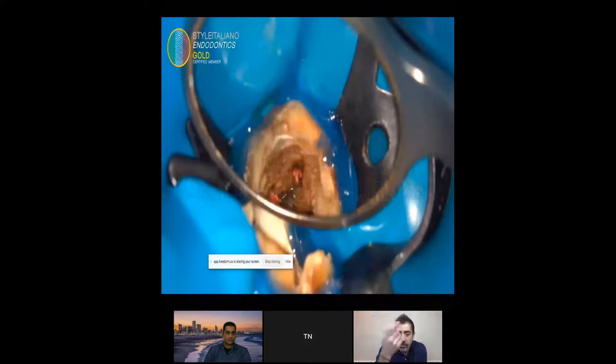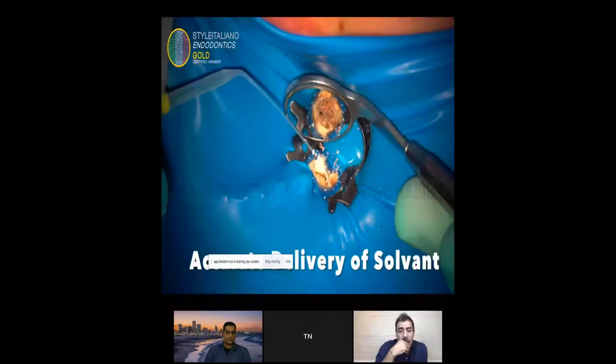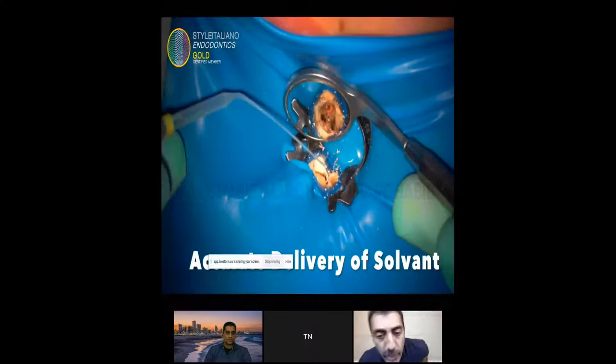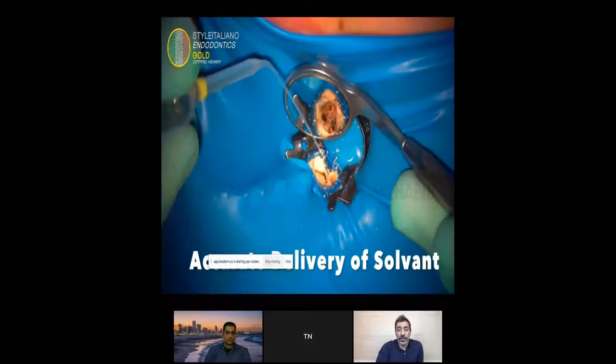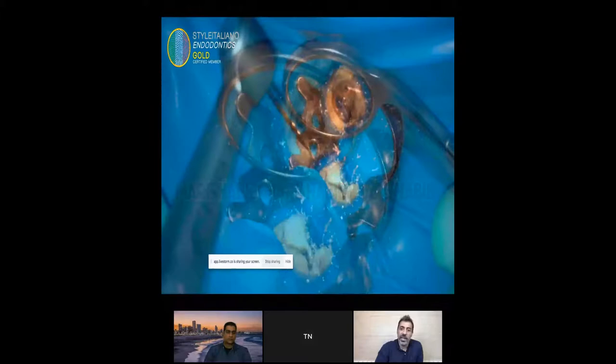This is the situation of the access cavity. So we had lots of decay. We have old filling material. I like to use solvent almost always. Only if I take a file and put it inside the canal and it reaches the entire working length, I know that the leakage did the work of the solvent, so I'm not going to put any solvent. So here I'm using a specific pipette that is going to put my solvent very accurately at the canal entrance. You can see it's a very accurate pipette that I like to use.